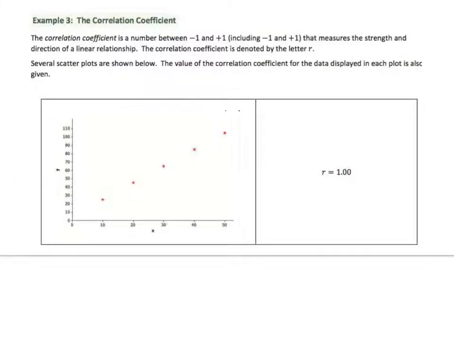Example 3. Like I said, there's 5 examples, but we're doing great on time. The correlation coefficient, the point of the lesson, is the number between -1 and 1, including -1 and 1, that measures the strength and direction of a linear relationship. The correlation coefficient is denoted by the letter R. Several scatter plots are shown below. The value of the correlation coefficient for the data displayed in each plot is also given.